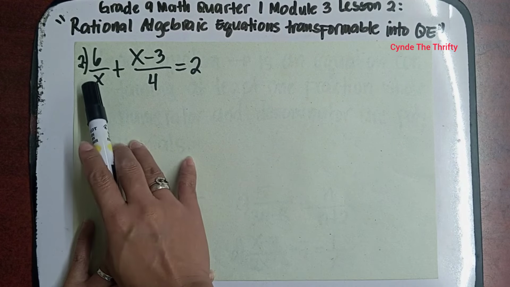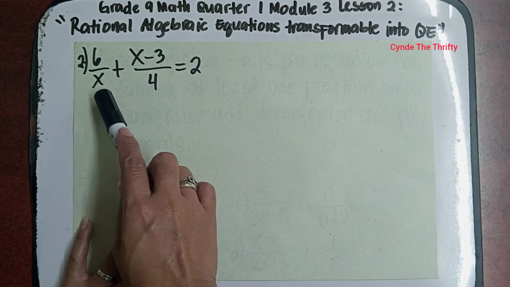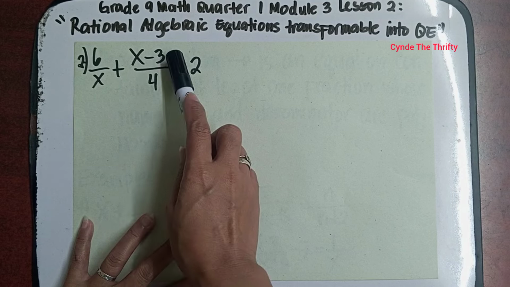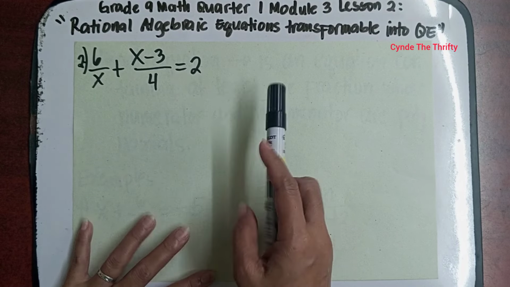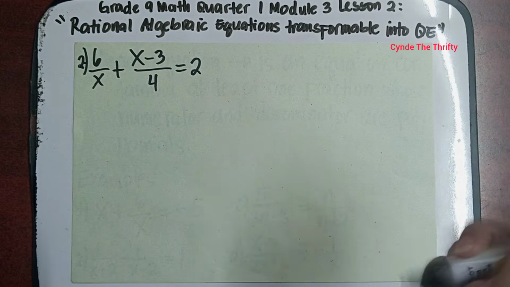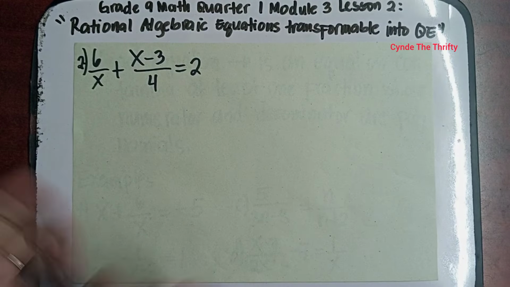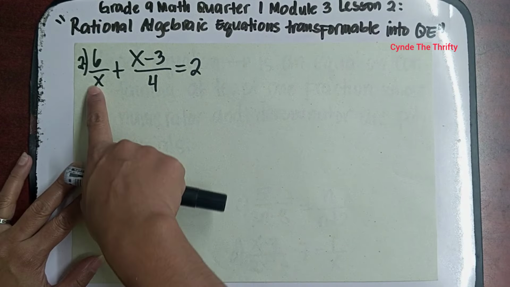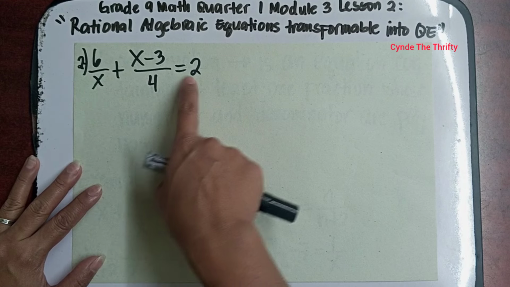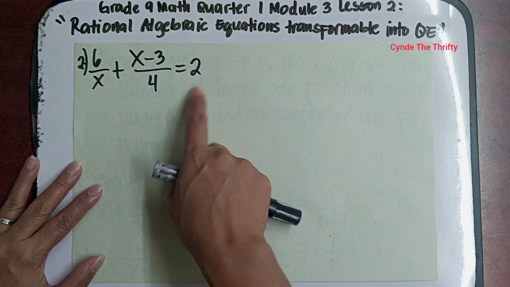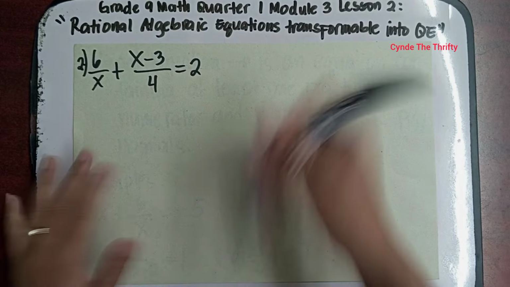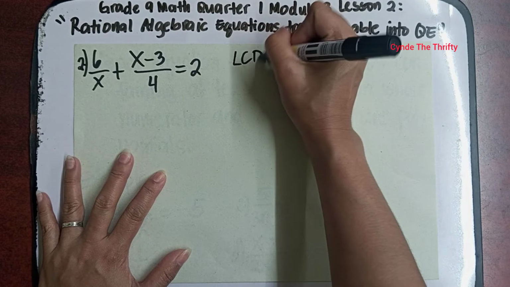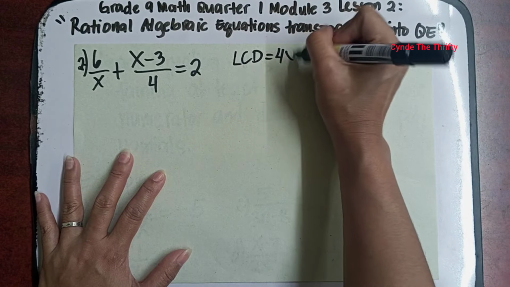Okay, so number 2 tayo. 6 over x plus x minus 3 over 4 is equal to 2. Okay, so ang first step natin is hahanapin natin ang ating LCD. So ano yung LCD natin dito? Okay, so meron tayong x at 4 and meron tayong 1 dito kay 2. So, ang gagawin natin, i-multiply natin itong dalawa. So, ang ating LCD is 4x. Okay, so ang LCD natin is 4x.